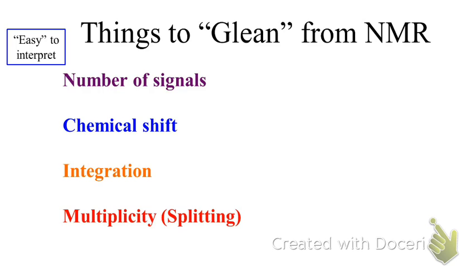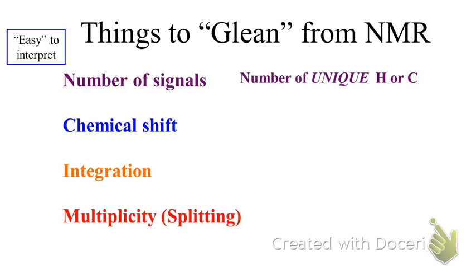So we can go through and identify the number of signals. Well, what does that tell us? That tells us the number of unique hydrogens or carbons depending on which spectrum we're looking at. Okay? Unique is really, really important here. It has to be chemically different. Okay? As far as ease of interpretation, all you had to do was count the number of peaks.